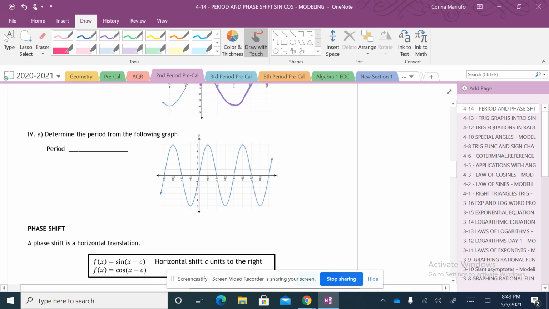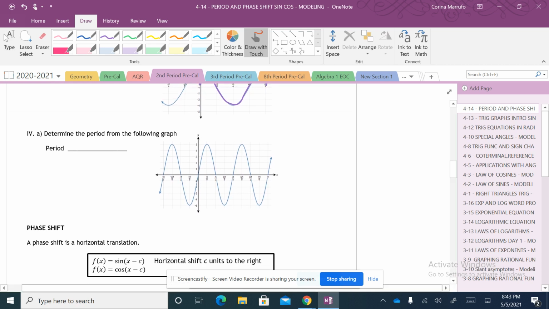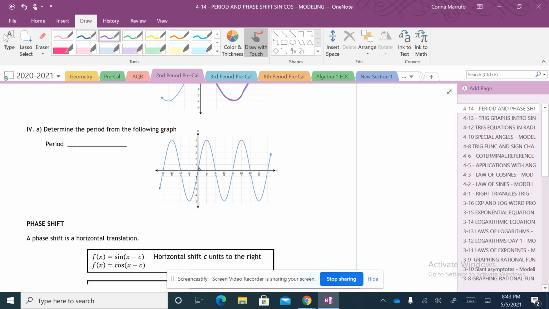Okay, let's look at the next one. This one's going to be my sine function because it starts here at 0, 0. And then it comes up, goes down, then comes back here, and that's where it stops. Well, it doesn't stop, it continues, but it continues the exact same pattern. So that is pi over 2 also.